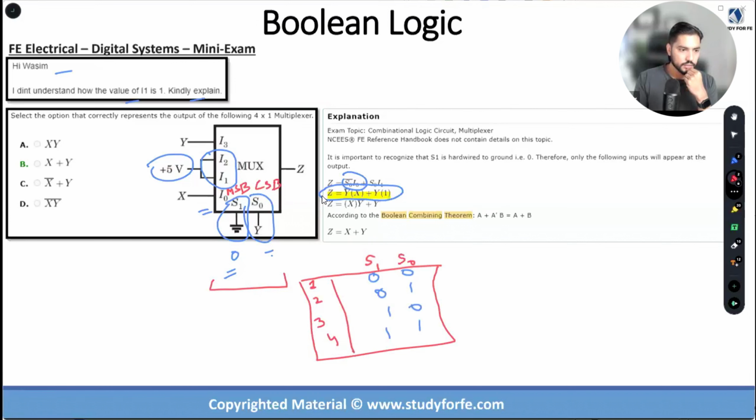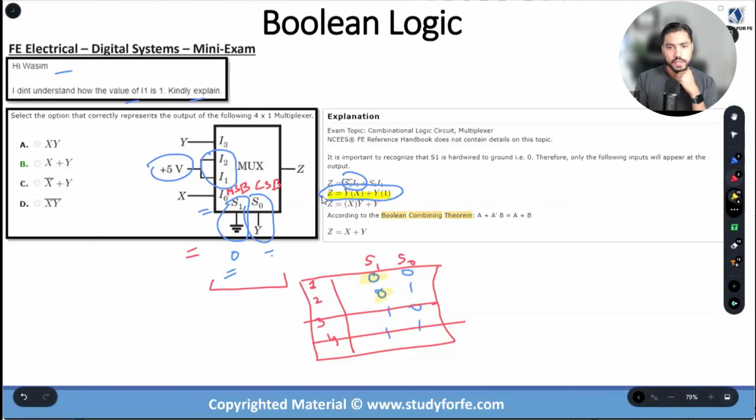Exactly. So the ones that are not possible are these ones, correct? And why are they not possible? Why are these not possible? It's all in the circuit because of the ground. Because we have grounded S1, correct? We have grounded S1. So the only possibilities that are available to us are the ones where S1 is equal to 0. Does it make sense? Now for these two possibilities based on S1 and S0, correct?